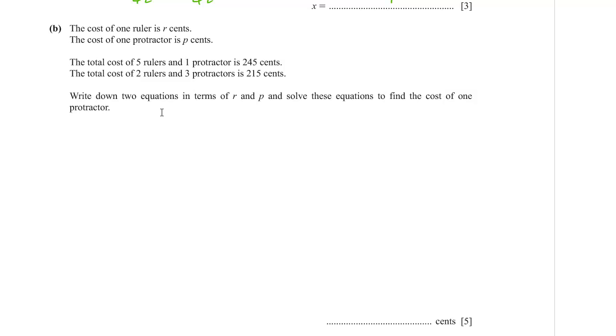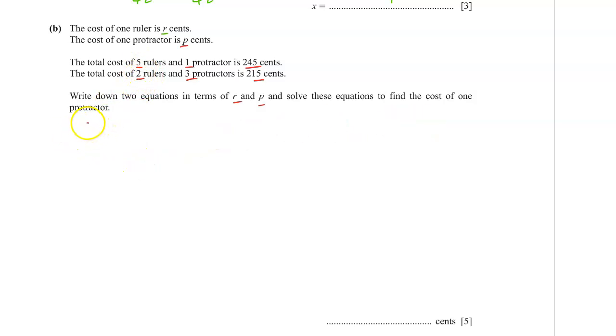7b. The cost of one ruler is R cents. The cost of one protractor is P cents. The total of 5 rulers and 1 protractor costs this much. The total of 2 rulers and 3 protractors costs this much. Write down 2 equations in terms of R and P and solve these equations to find the cost of 1 protractor and 1 ruler.